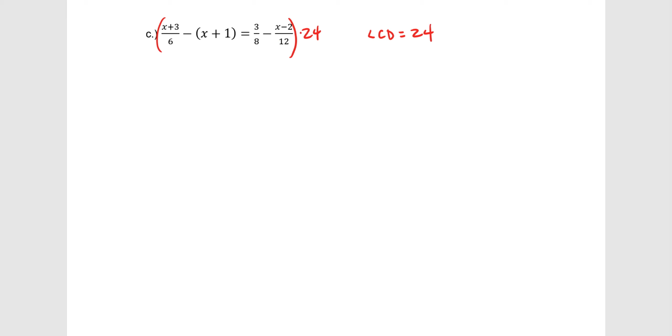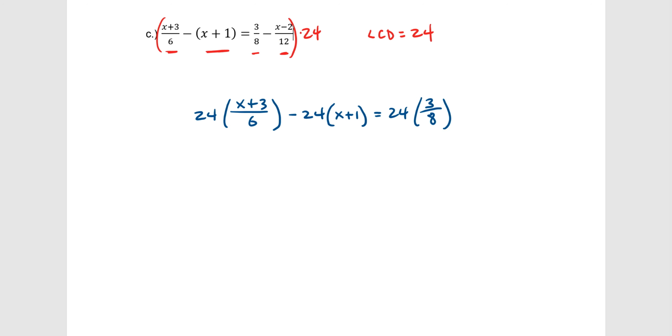And we have four different main terms here. We have this term, this term, this term, and this term. So we're going to multiply all of those by 24. So 24 times (x + 3)/6 minus 24 times (x + 1) equals 24 times 3/8 minus 24 times (x - 2)/12. Okay, so all four of those terms got multiplied by 24, and now let's use it to simplify them.